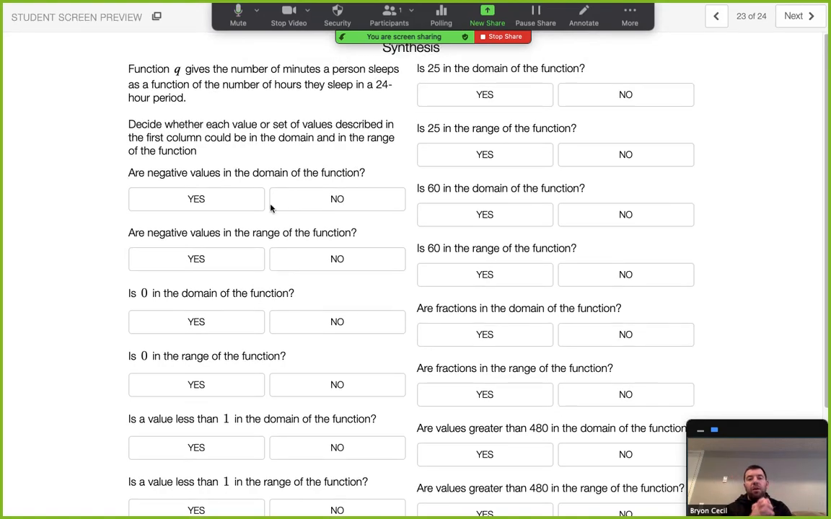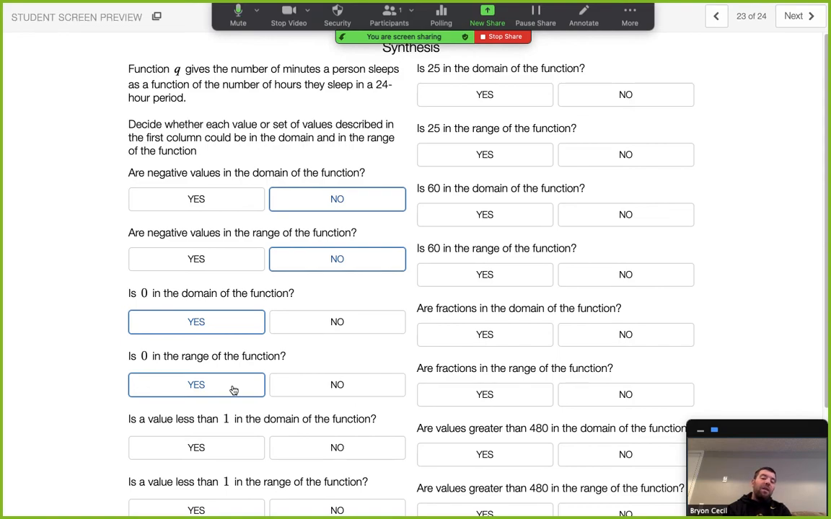Function Q, number of minutes a person sleeps as a function of the number of hours they sleep. So the hours is the input, the minutes is the output. Can I have a negative value in the domain? So an x value. Can I have negative numbers of hours I slept? No. Can I have negative minutes I slept? No. Can 0 be? Well, yes, if I stayed up all night, I can have 0 minutes and 0 hours.